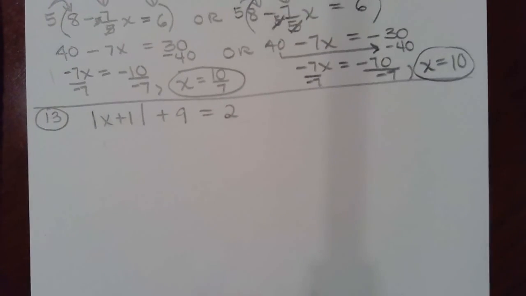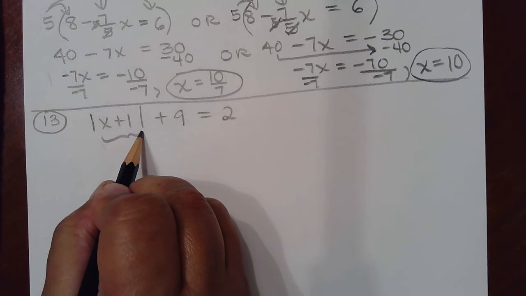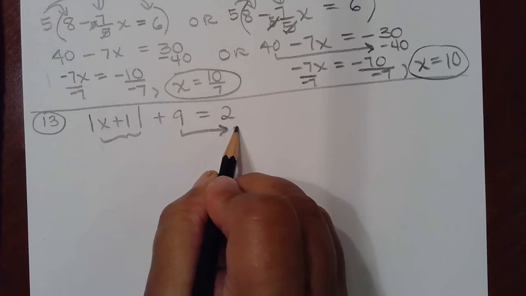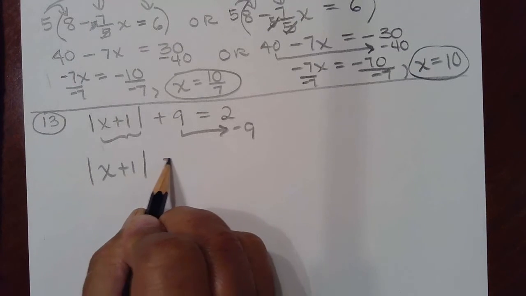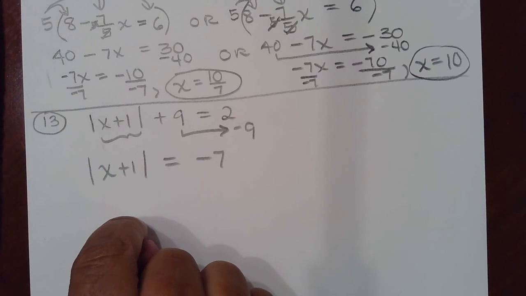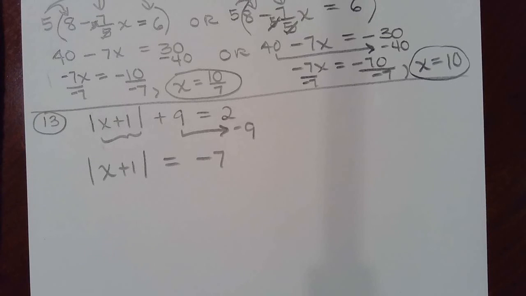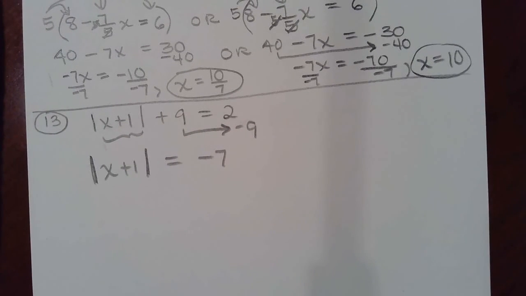Okay, then number 13, you're going to try and solve this, isolating the expression inside the absolute value, bringing the 9 over here, which gives you x plus 1 is equal to -7. In this particular problem, you needn't go any further because the definition of absolute value means the distance. And these bars right here mean what is the distance from this number to 0. And distance is always connotated in a positive fashion.